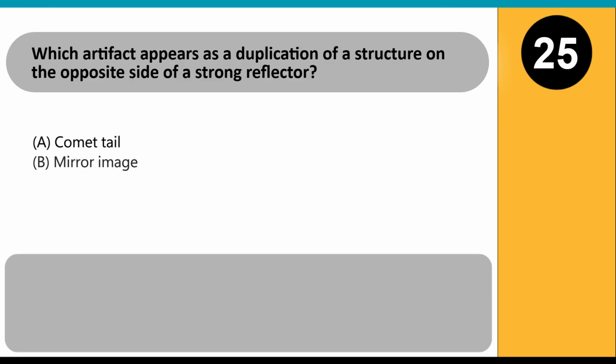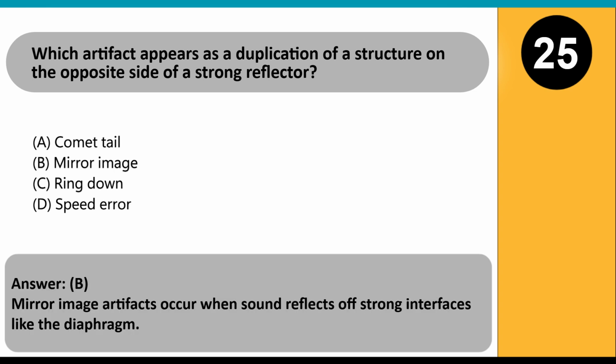Which artifact appears as a duplication of a structure on the opposite side of a strong reflector? A. Comet tail. B. Mirror image. C. Ring down. D. Speed error. Answer B. Mirror image artifacts occur when sound reflects off strong interfaces like the diaphragm.